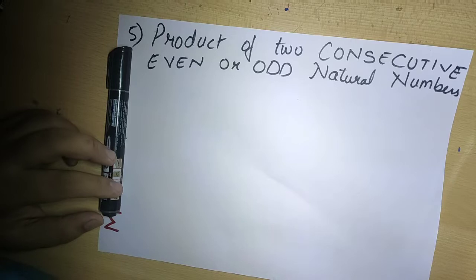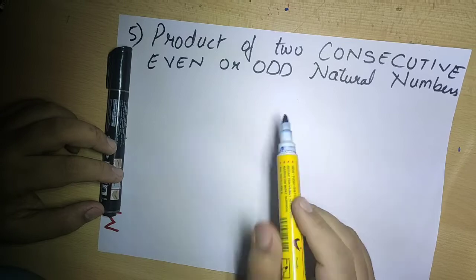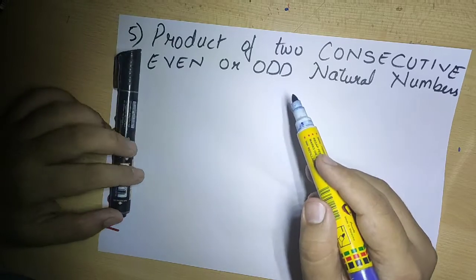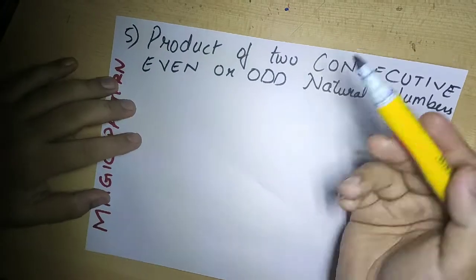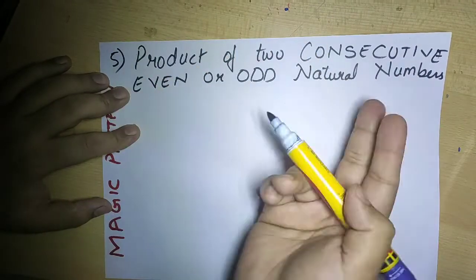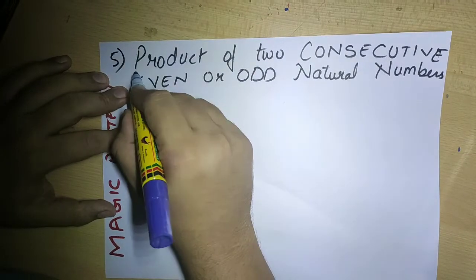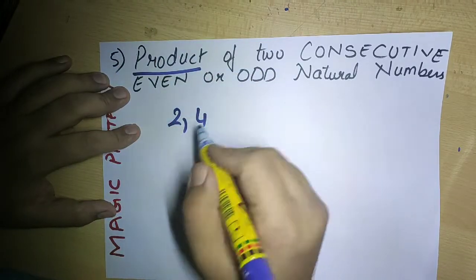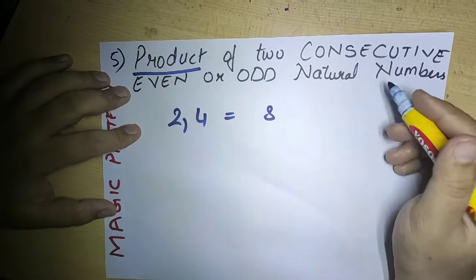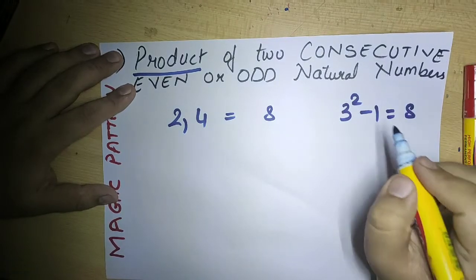So now let us come to the fifth and the most wonderful pattern, that is the product of two consecutive even or odd natural numbers. That pattern is also known as the magic pattern. Let us see how this magic works. If you take any two consecutive even or odd natural numbers, 2 and 4, product means multiplication. Multiply them, you get 8. What is in between these two numbers? 3. So 3 square minus 1 is equal to 8.